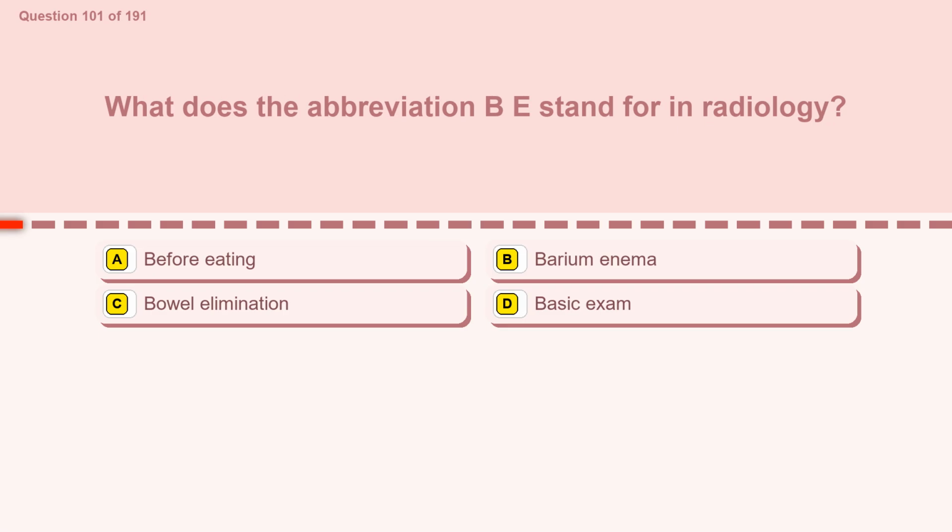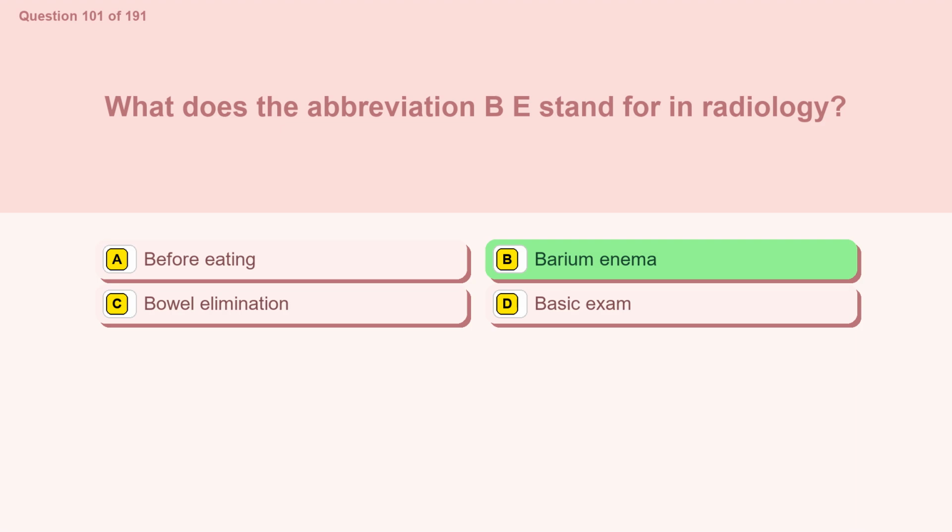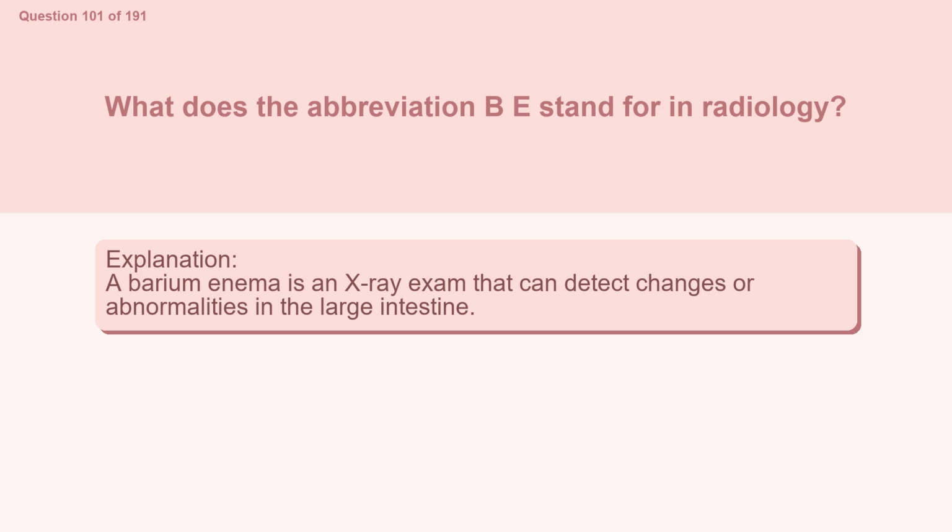Question 101. What does the abbreviation BE stand for in radiology? Option A, before eating. Option B, barium enema. Option C, bowel elimination. Option D, basic exam. The correct answer is option B, barium enema. A barium enema is an X-ray exam that can detect changes or abnormalities in the large intestine.